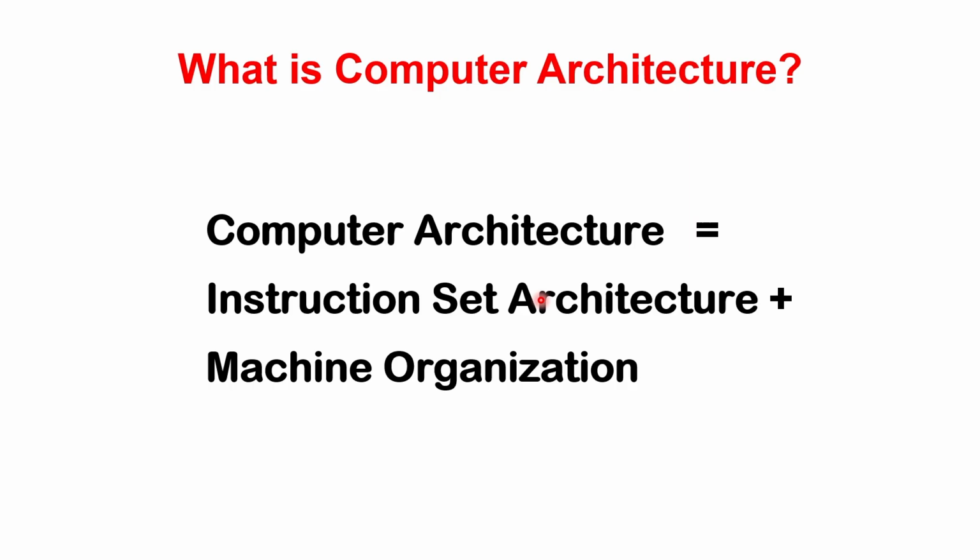And the second is machine organization. This is the physical implementation of the ISA. It includes the data path, control unit, memory system, and how all these components are connected and optimized. So computer architecture equals instruction set architecture plus machine organization. Both are essential to understanding how a computer system works.